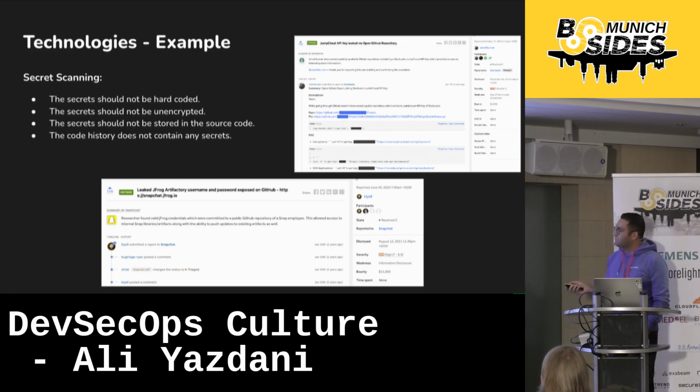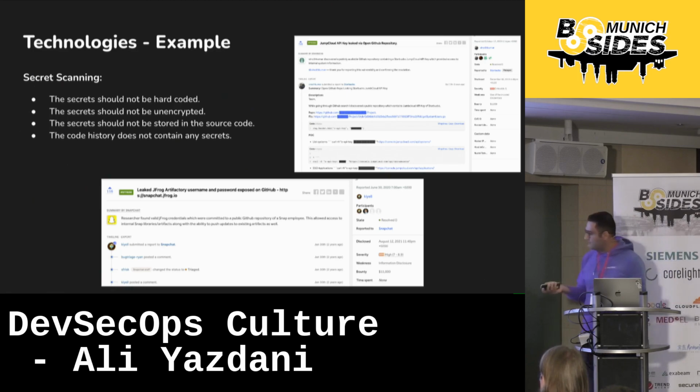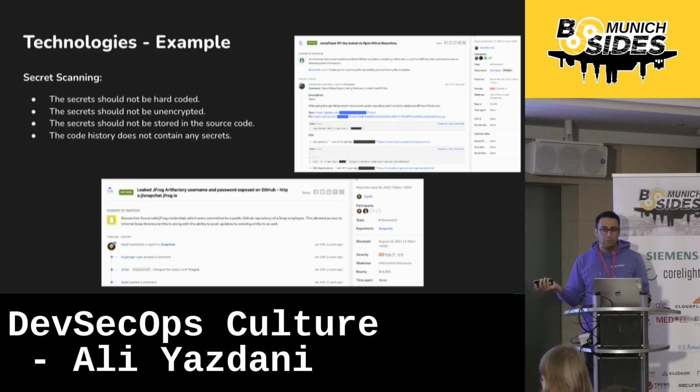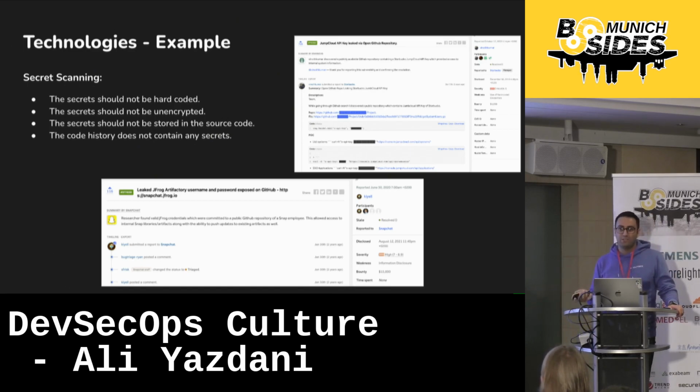And here is some screenshots from HackerOne, which is a bug bounty platform. And you can see, what is this logo? I forgot that. Snapchat. Snapchat paid $50,000 for the username and password of JFrog Artifactory, which was exposed on GitHub. By implementing secret scanning, maybe they could have saved this amount of money. But as a security engineer in the company, if you fight for a €1,000 budget for implementing a solution, you will always be rejected.